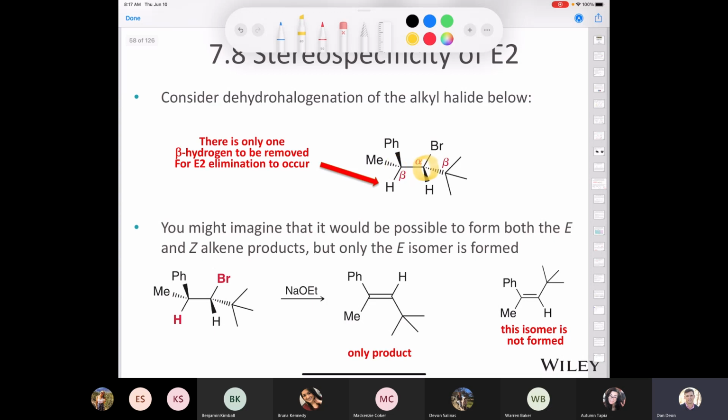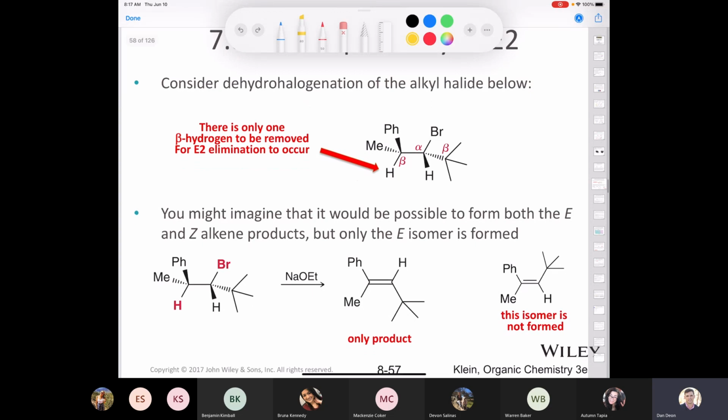They're both stereo centers. And so you might think, well, based off of what you showed me on the last slide, Mr. Dion, I should be able to get a mixture of the E and the Z product. But what you find is that if you do an E2 reaction on this molecule, you only get one product, and it happens to be where the phenyl and the hydrogen are on the same side of the double bond, right? You see them over here. So we only get one possible isomer here. The other one isn't formed at all.